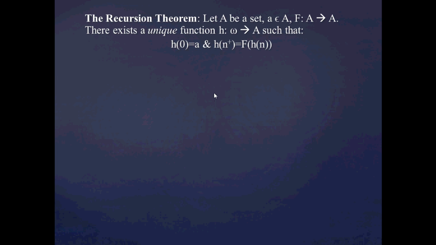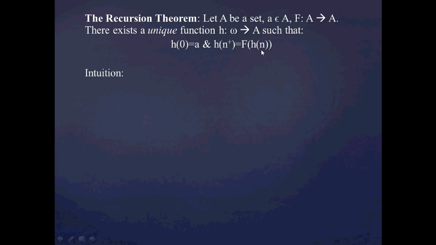Just to briefly go over the recursion theorem one more time, what we said the recursion theorem is saying is that we have some set A, we select some starting element, little a, within A, and we have some function, big F, which is going to deal with the members of A and take them to set A. And what we said is that there's this other function, little h, it exists and it's unique, and what it's going to do is it's going to take the natural numbers to the set A, and it's going to be set up in the following manner. We're going to let h of 0 be equal to little a that we selected from the set A, and we have this relation that h of n plus is equal to f of h of n.